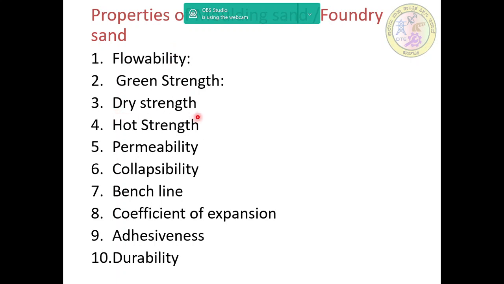Next, we'll go for dry strength. Here, it is the strength of the sand when there is no moisture in the sand, that is, in the dry condition. Hence, a good molding sand should be able to develop a good dry strength. By heating the mold to approximately 200 degrees centigrade, all the moisture in the sand can be removed. The strength of such dried sand represents the dry strength.